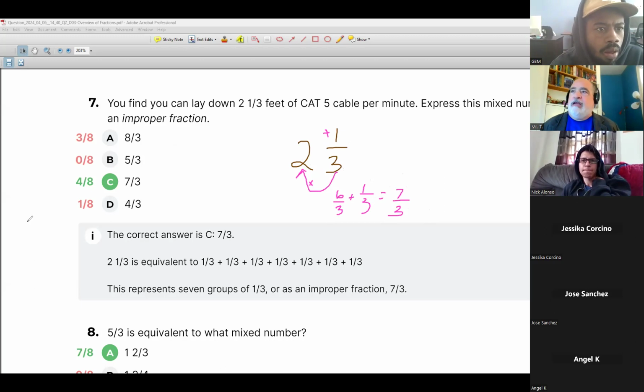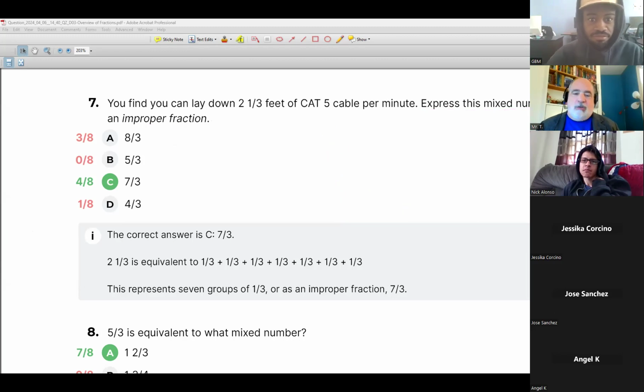If you answered A or D, think about it carefully. That was the whole question, to just change it from a mixed number to an improper fraction. Express this mixed number as an improper fraction. That's the direction. That's all you had to do. My mind went some other direction. I thought they wanted us to express that first sentence as something.